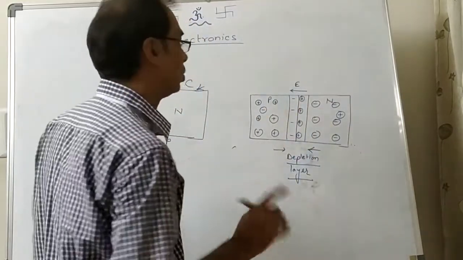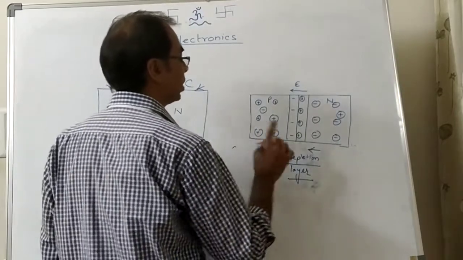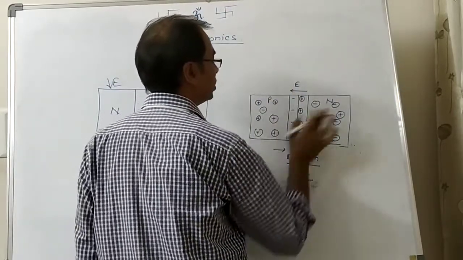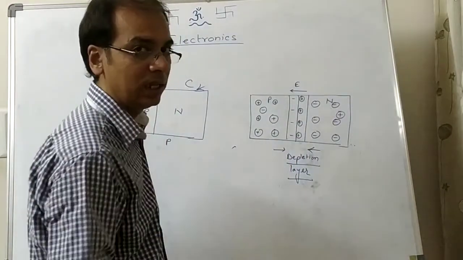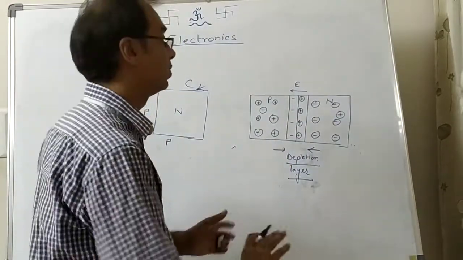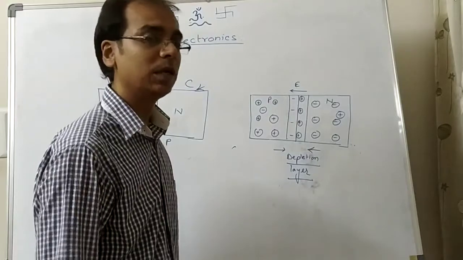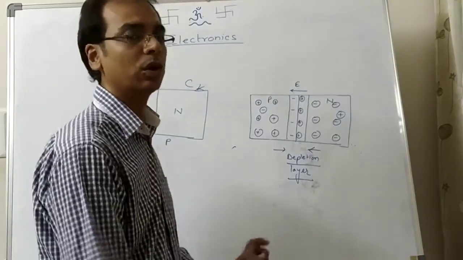Because of this, the majority charge carriers are not going to that side, so we are not getting any current. Drift current and diffusion current both became equal, right? So no current we are getting.